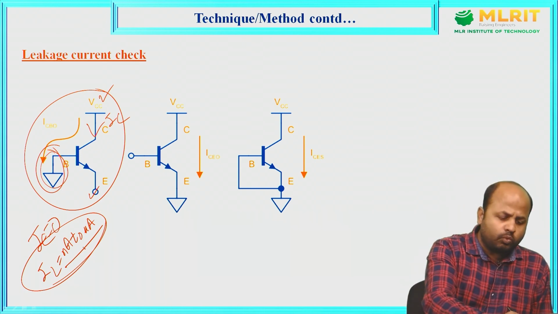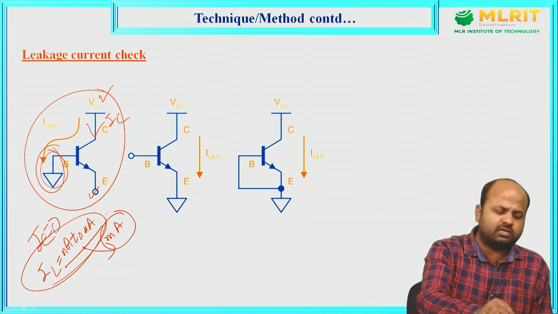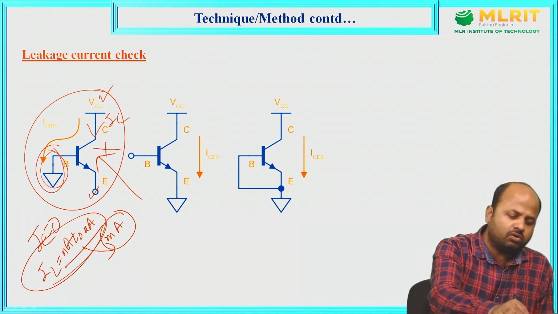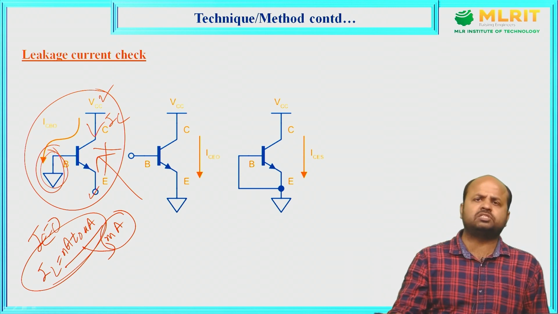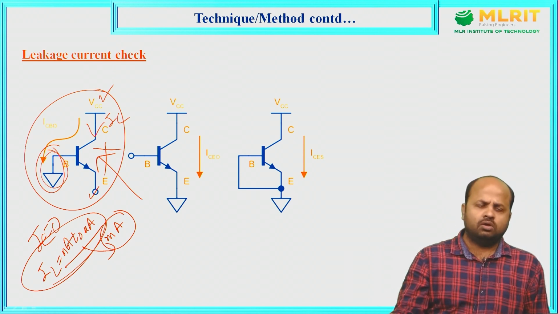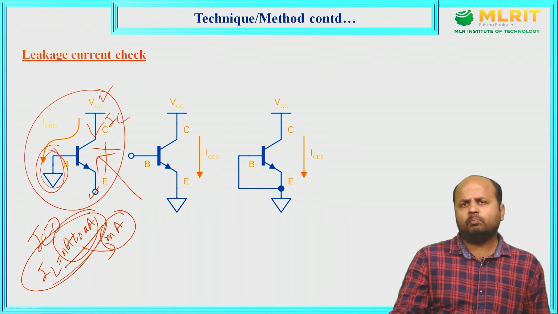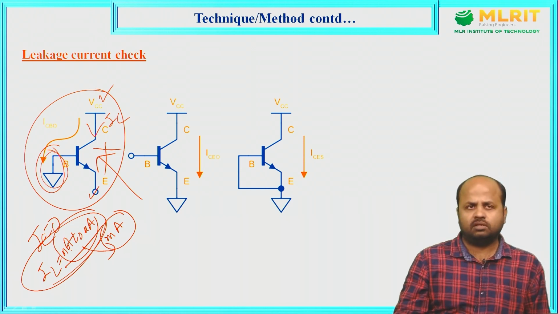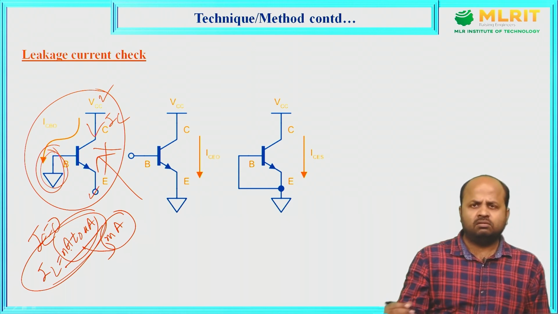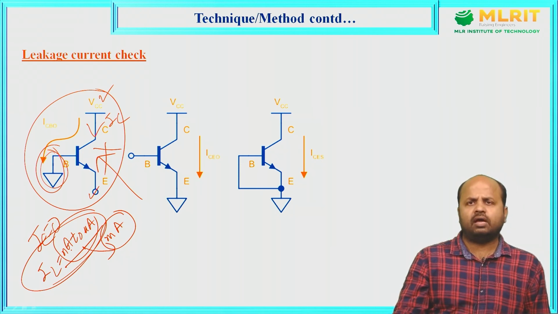If you are getting more leakage current, in the range of milliampere, you have to understand that the transistor is not okay. So in order to analyze whether the transistor is okay or not, the leakage current must be in the range of nanoampere to microampere. If it is in the nanoampere, the transistor is excellent. Okay. If it is in microampere, somewhat good, but it should not be in milliampere.